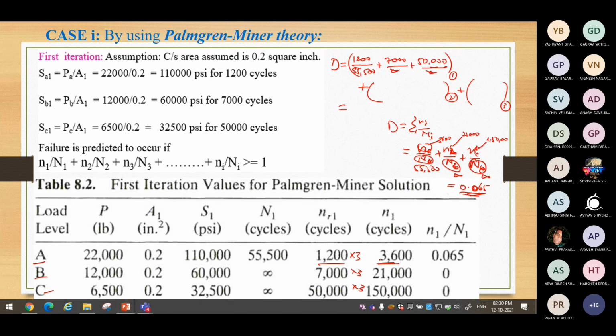That is the reason in this table all N1 cycles have been taken together after three straightforward blocks of loading. And despite that, you find the net damage is only 0.065, which is much smaller than the value of 1. 1 means it is failure. If it is 1 or greater, we assume that it is a failure, the damage fraction.